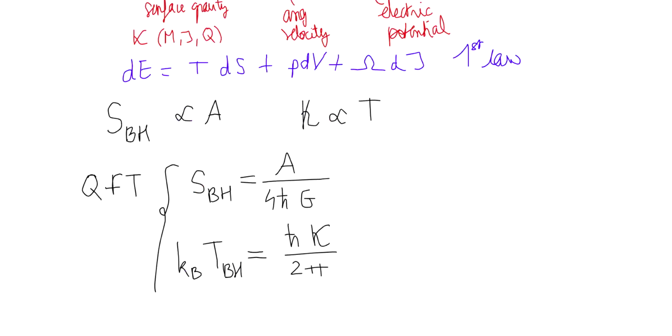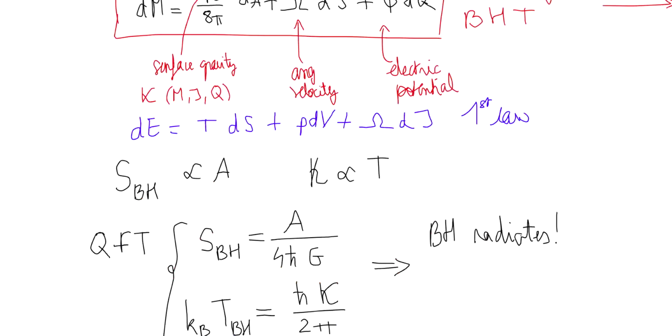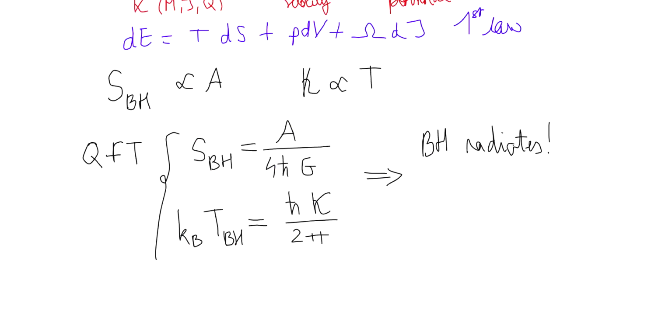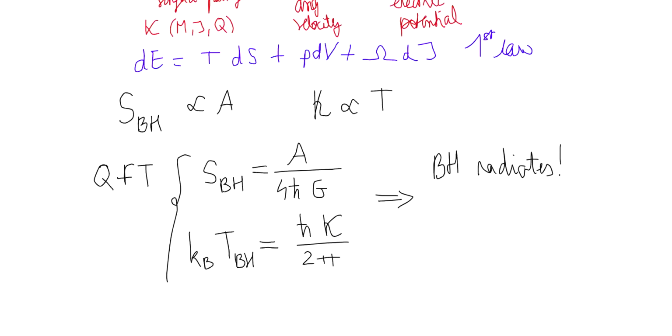So implementing QFT in general relativity implies that the black hole has entropy and thus the black hole radiates. So black holes are radiating, at a very slow rate. But the classical Hawking's area theorem was saying that the area could not decrease. And now we say that black holes are radiating, so actually the area is decreasing at a slow rate if the black hole is radiating. So we have to come up with a law that will replace this classical area theorem, and that's the second law of thermodynamics.